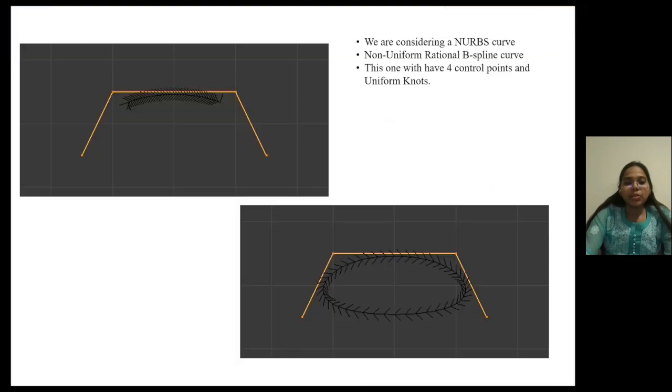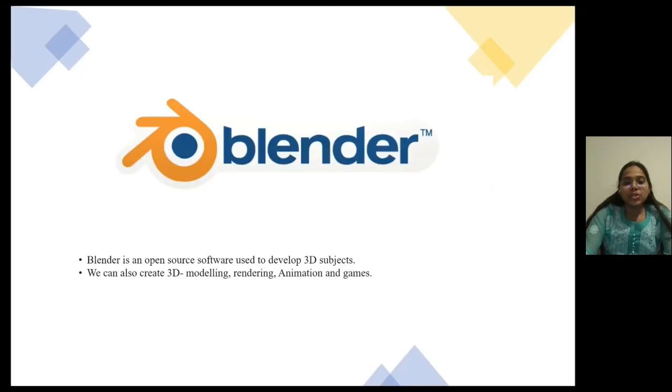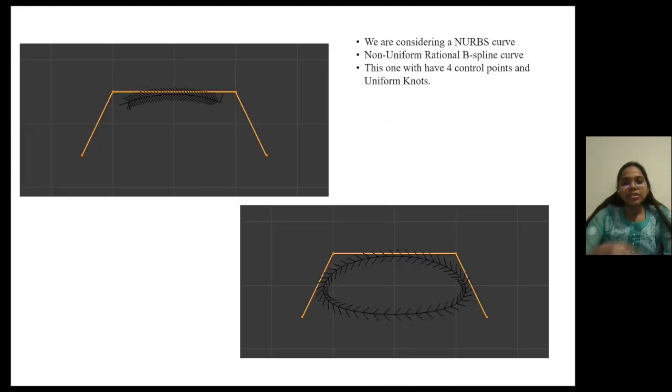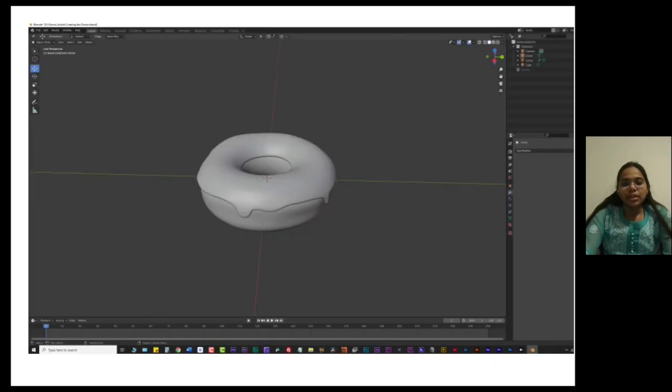Blender is open source software which is used to develop 3D objects. We can also use Blender for 3D modeling, rendering, animations, and games. We are considering a NURBS curve, which is a non-uniform rational B-spline curve. This one will have 4 control points and uniform knots. This is the design we have created using Blender.